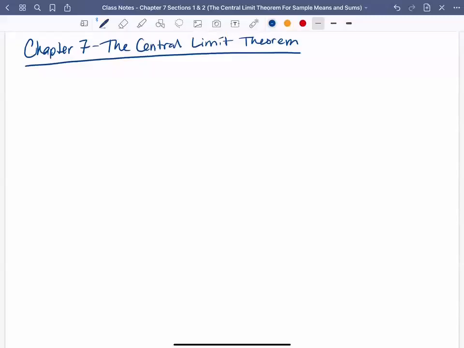And we're going to move to chapter 7, which is the central limit theorem. In this lecture specifically, we're not covering the whole chapter. We're just going to cover the first 2 sections. But needless to say, let's just get into it.